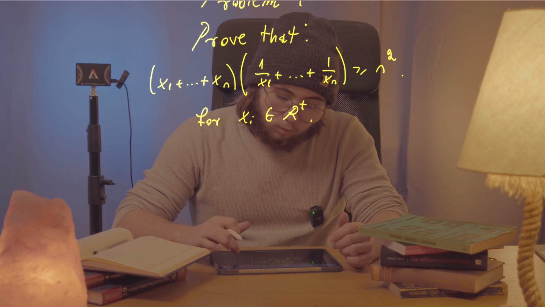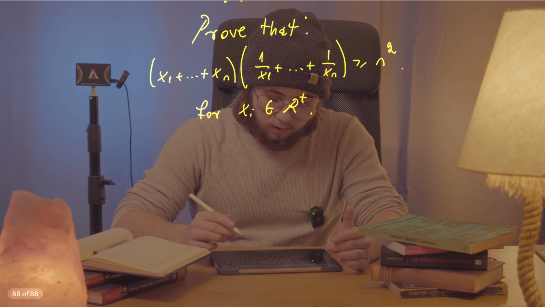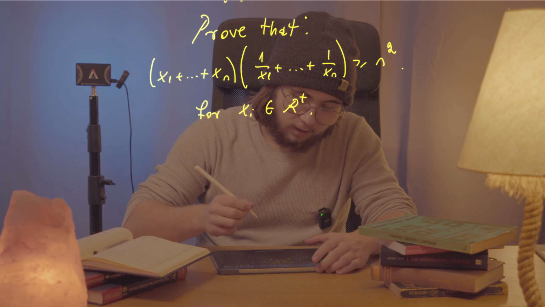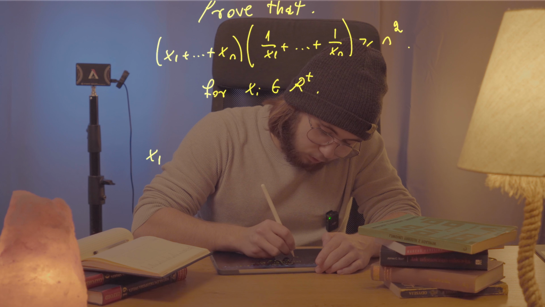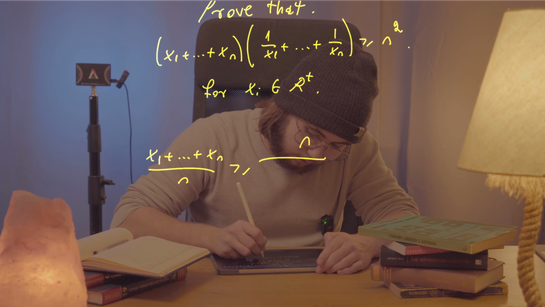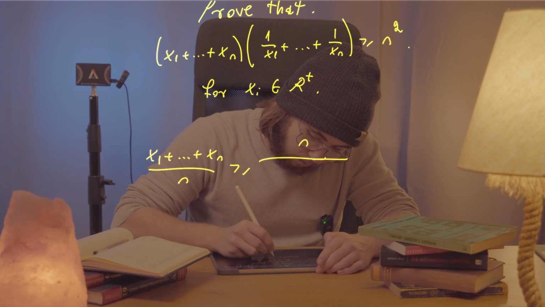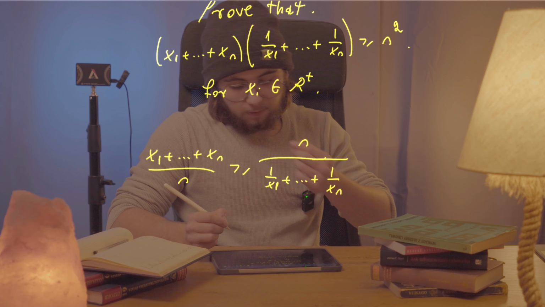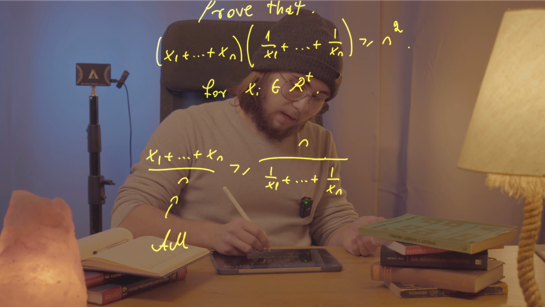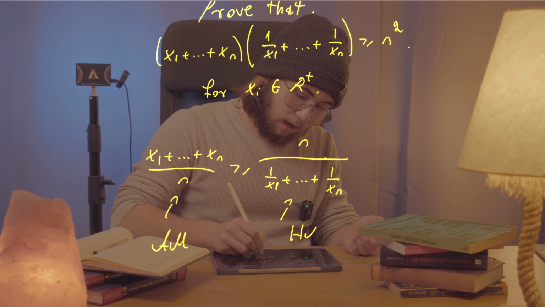Okay, so we see that if we were to divide both sides of this inequality by n, and to also divide both sides by the sum of the reciprocals, what we're going to end up with is x1 plus dot dot dot up to x sub n, everything divided by n, is greater than or equal to n divided by 1 over x sub 1 plus dot dot dot plus 1 over x sub n. And you see, the nice thing is that this thing right over there is actually the arithmetic mean, and the one right over here is actually the harmonic mean.